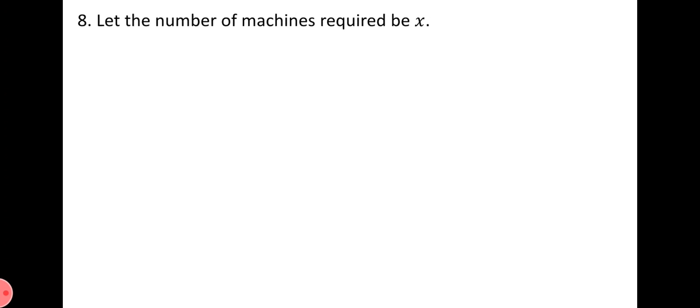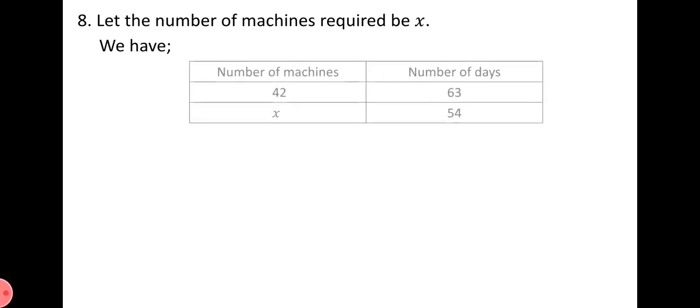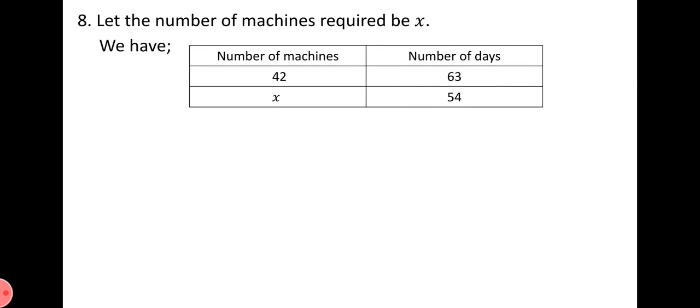So solution of question number 8, that is, let the number of machines required be x. So we have the number of machines and the number of days, means 42 machines are there, then it will take 63 days to produce the given number of articles. But suppose the given number of articles are to be produced in 54 days, then let the number of machines be x.